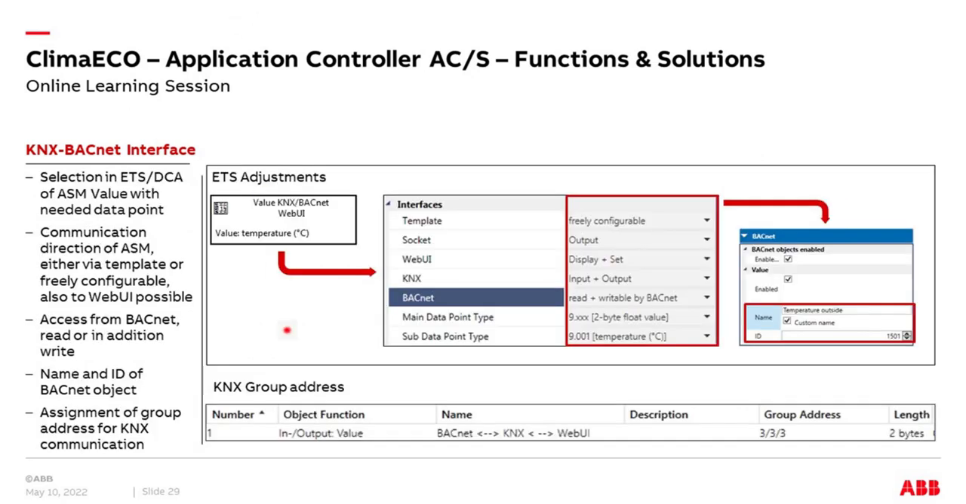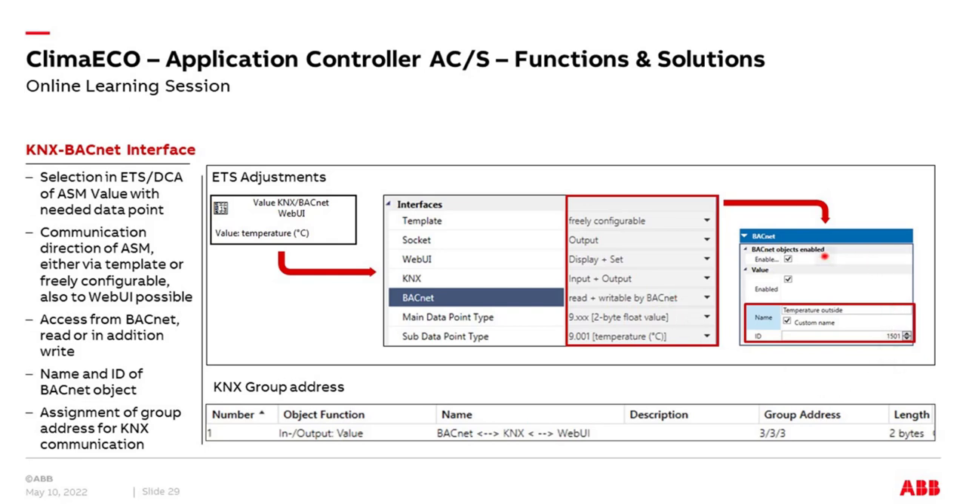Just a practical example how to do this. Any data point from KNX linked to BACnet. Very simple, you go in the ETS, you select a so-called value ASM. Then you adjust first of all the data point from 1 bit to 4 byte. Remember, here is a 2 byte float, it's a temperature value. And then you can adjust the direction of communication to BACnet, read and writable to BACnet, or only readable. It's up to you.